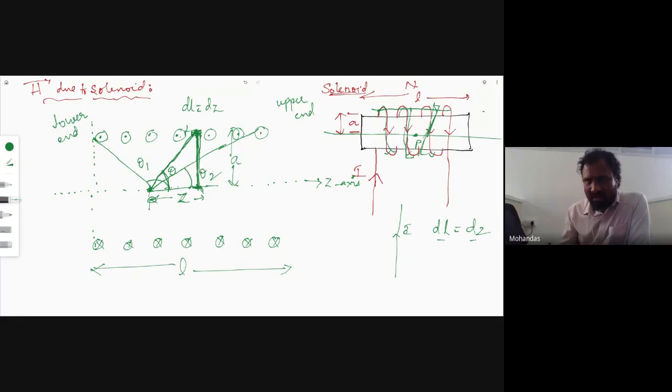Is it a straight conductor or a loop type of structure? Please respond. Solenoid means it is a coil. It is an inductor. An inductor wound on a magnetic core is known as a solenoid. Is it a straight conductor or a loop type structure?